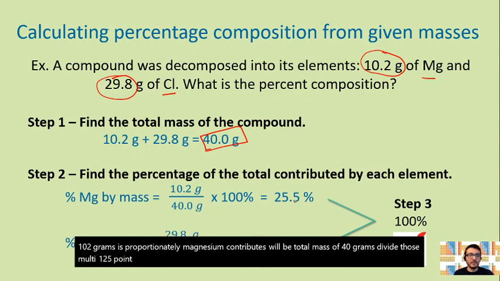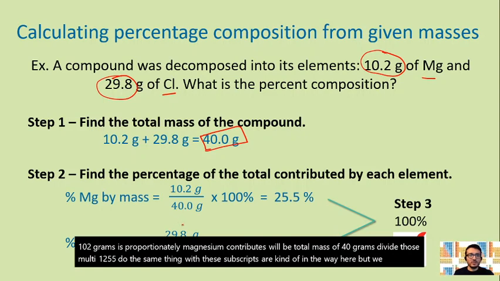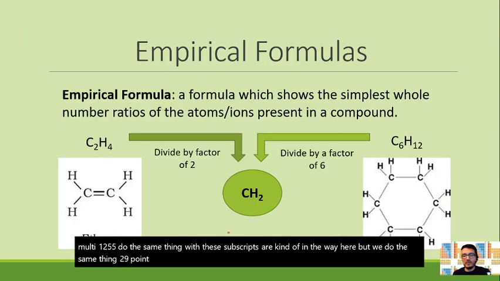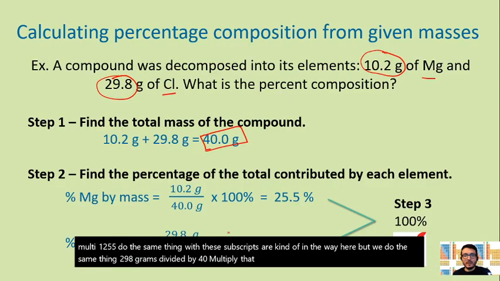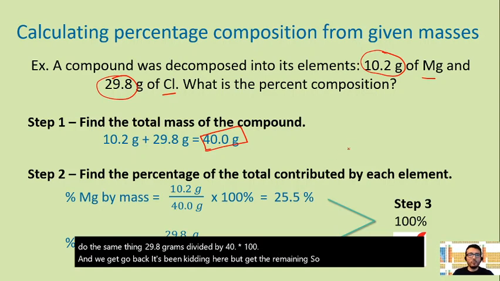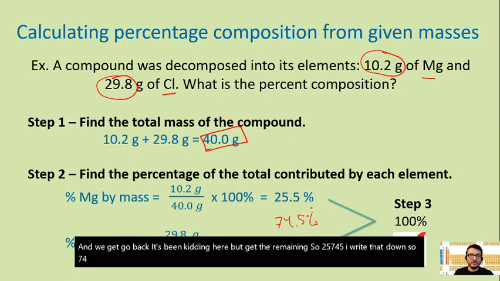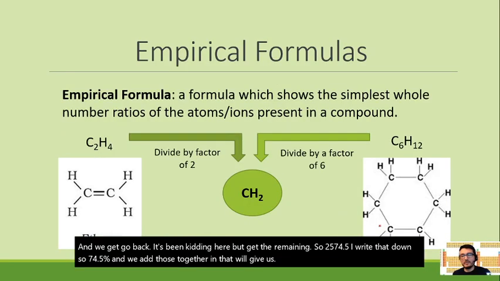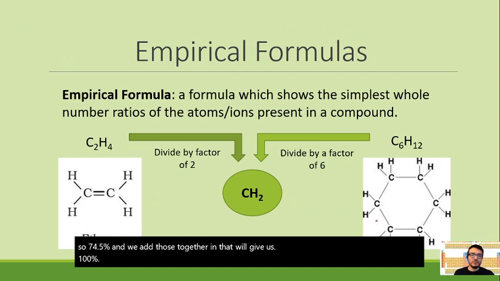We do the same thing for chlorine. 29.8 grams divided by 40, we multiply that by 100, and we get the remaining, 74.5%. I'll write that down. So 74.5%. And we add those together, and that will give us 100%. Okay, so that is the idea behind percentage composition.